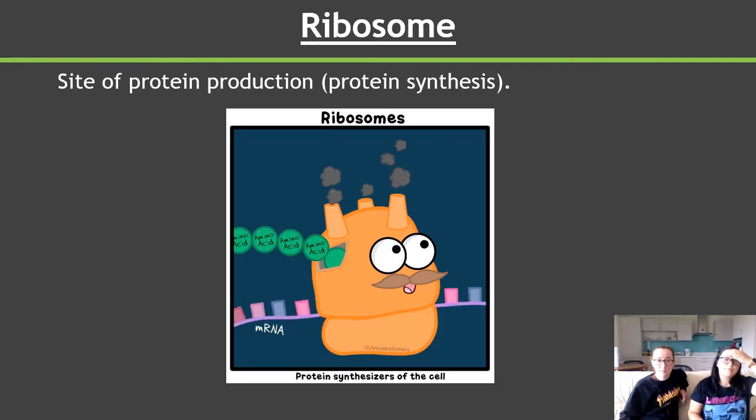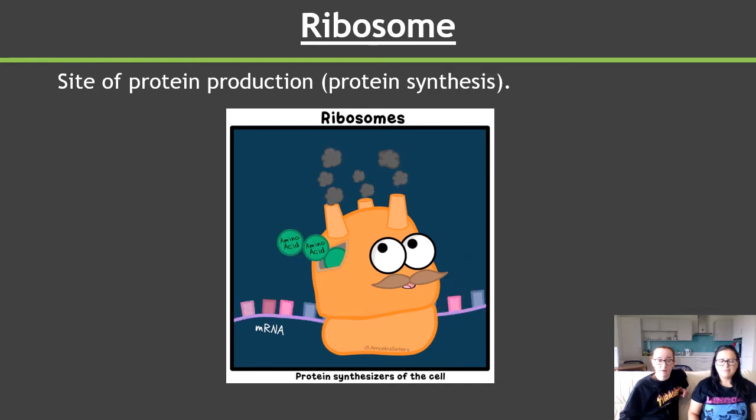Next one is the ribosome. Again, this links to a process that you're going to talk about in the next couple of videos. This is protein synthesis. So the ribosome simply is the site of protein production. So basically, it's where a protein is actually made. That's what protein synthesis means. It is the making or the building up of proteins. So that is all about the ribosome.